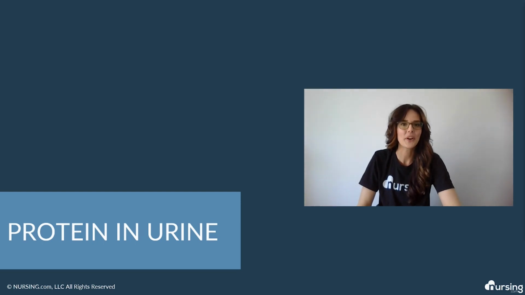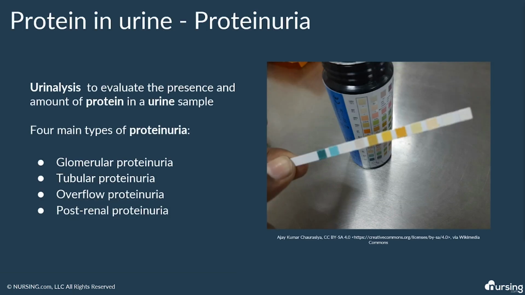This lesson, we'll talk about a urinalysis that monitors for protein in the urine, what normal values should be, when it might be increased or decreased, and why we would draw this lab. Let's dive in. Protein is evaluated in the urine for a condition called proteinuria. It's a urinalysis that evaluates the presence and the amount of protein in a urine sample.